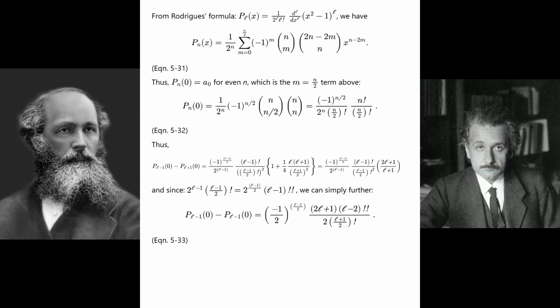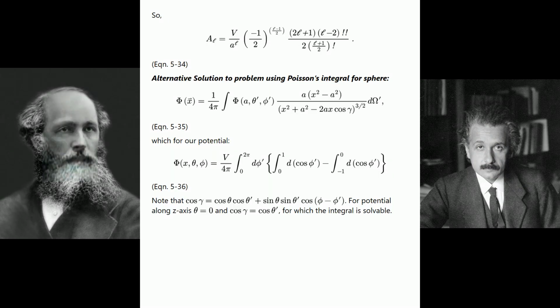Thus, see the equation. And since 2 raised to the (ℓ-1) power times (ℓ-1)/2 factorial equals 2 raised to the (ℓ-1)/2 power times (ℓ-1) factorial, we can simplify further, see equation 5-33 that follows. So, see equation 5-34. Alternative solution to the problem using Poisson's integral for a sphere.